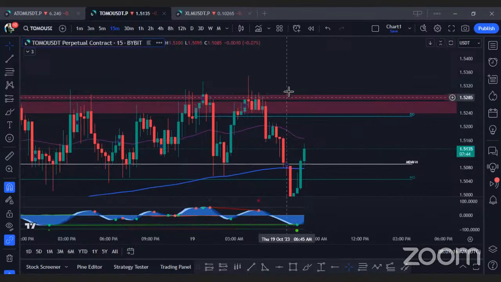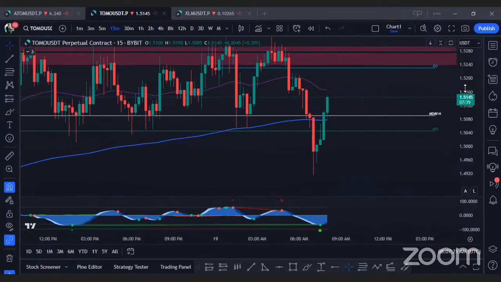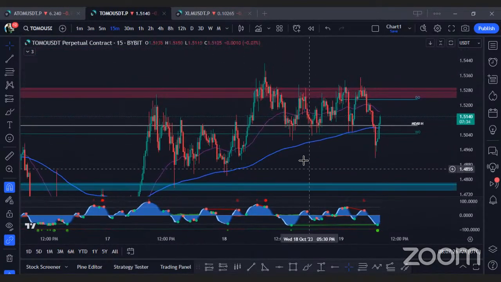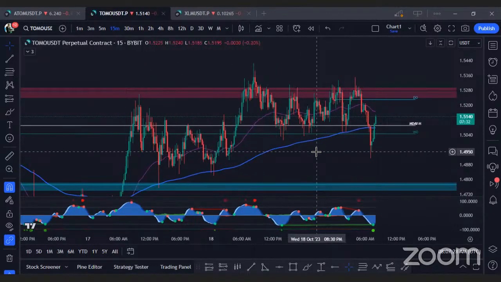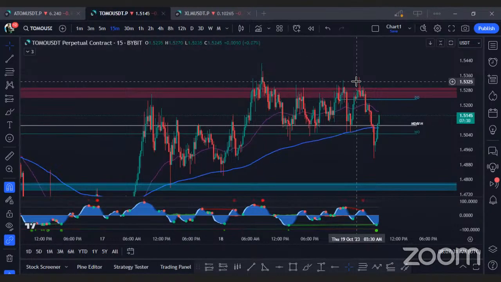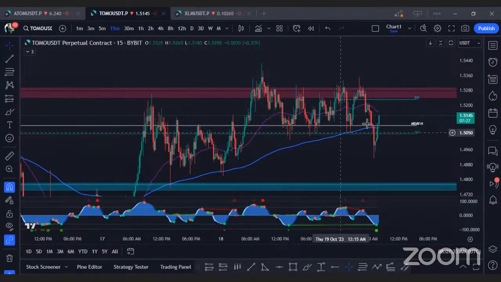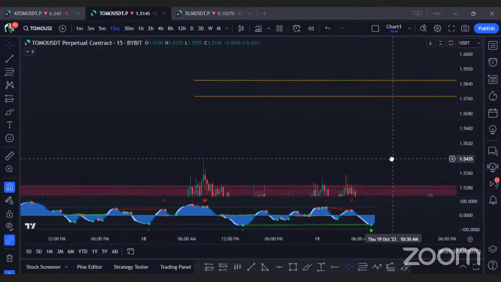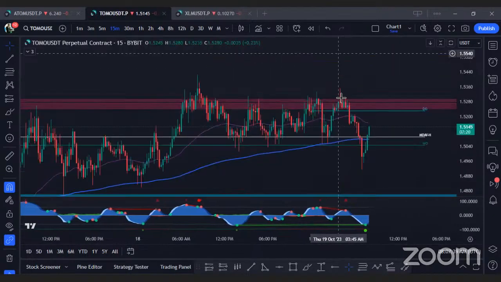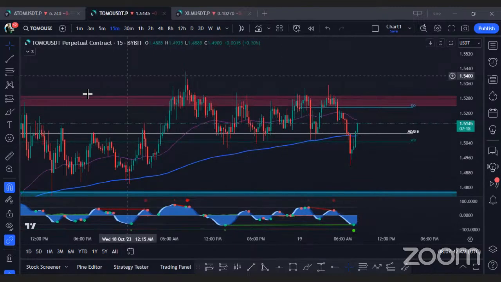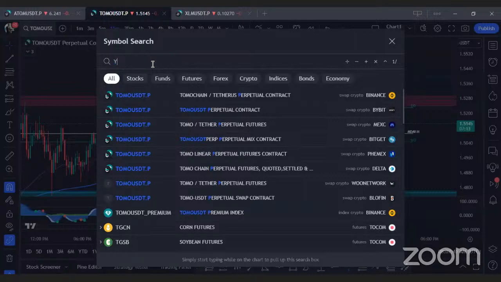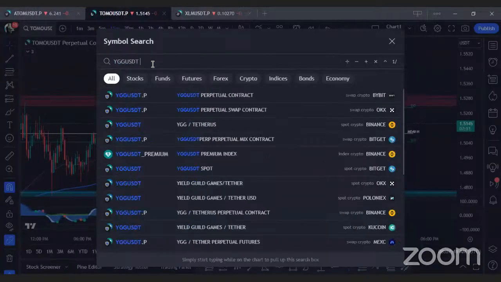So if you see a sign of rejection at that $1.5352 level, you could be taking your trades for Tomo. But it's been a while since I traded this token, so I can't really say. Be looking for short anywhere around that 1.532. But be mindful that on a higher time frame, we have a level up there at $1.6. So if you want to trade Tomo, fine. Be looking for entries, but be careful. YGG USDT.